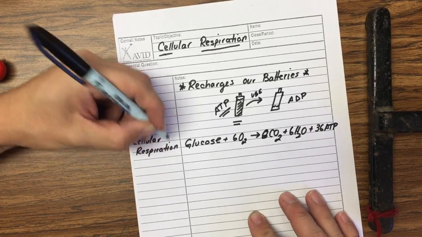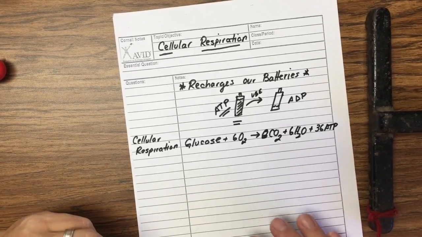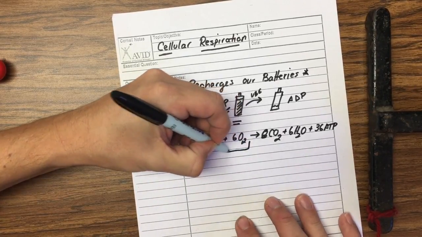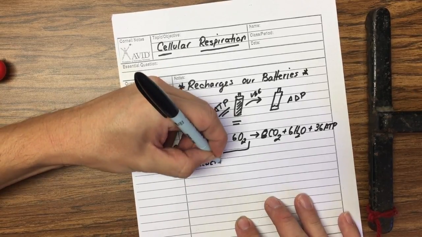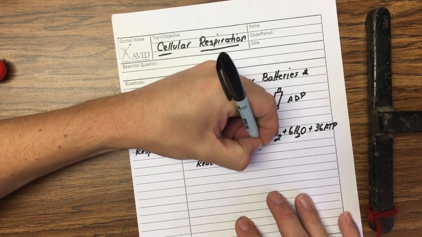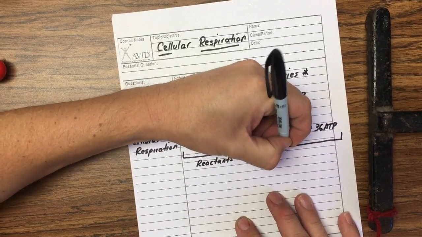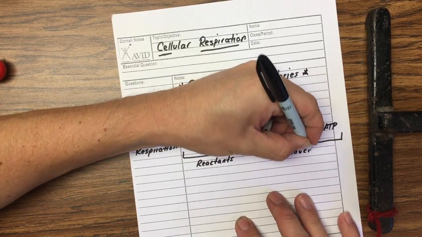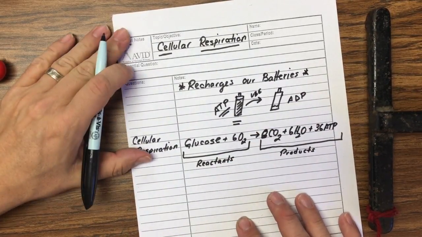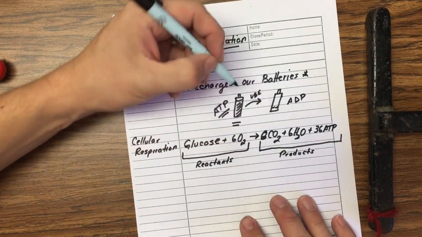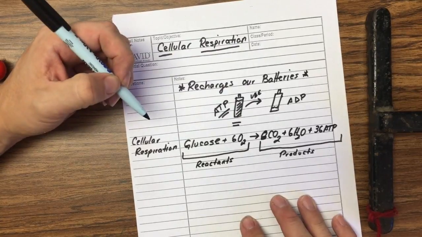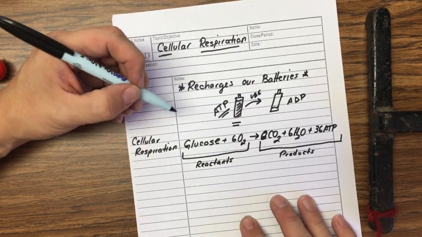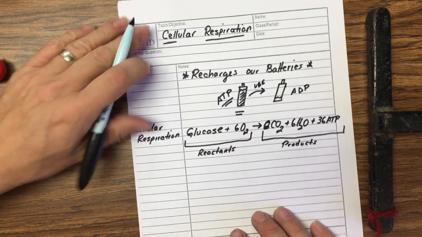You've got to keep that in mind. Remember in class we said that these are the reactants and these are the products. This chemical reaction allows us to make our ATP. Let's keep that in mind.